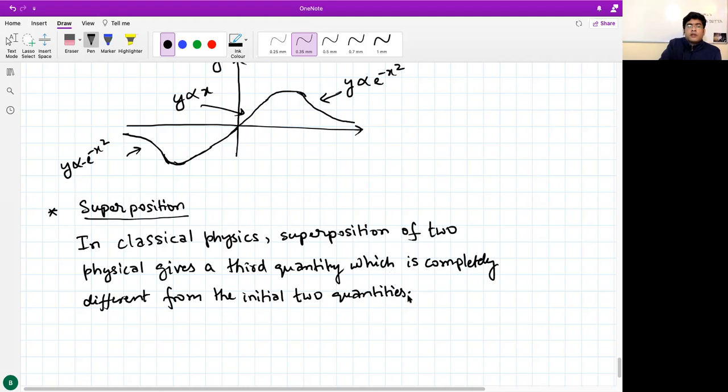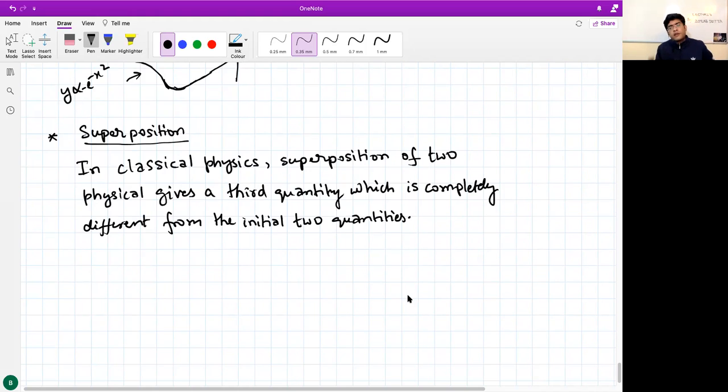All right. So it's very simple, straightforward. You have two physical quantities, you add them and you get a third quantity, and you don't have any information about the first two. You lose the information. All right. So let's talk about something we all know, that is waves.